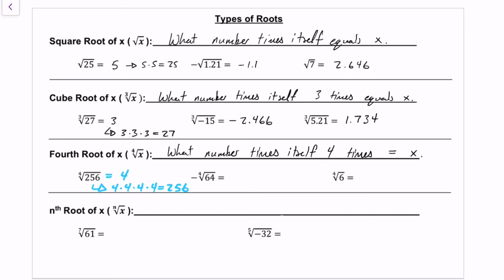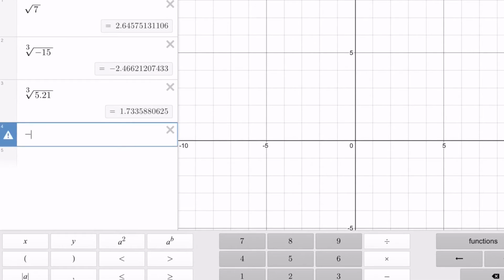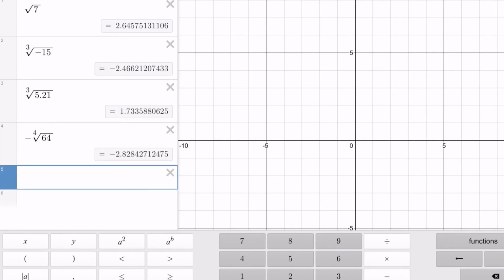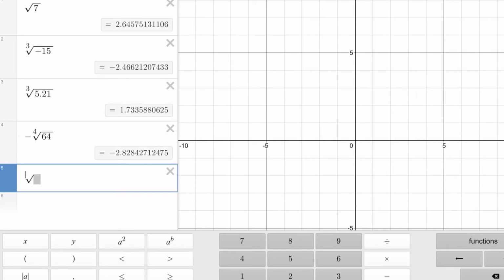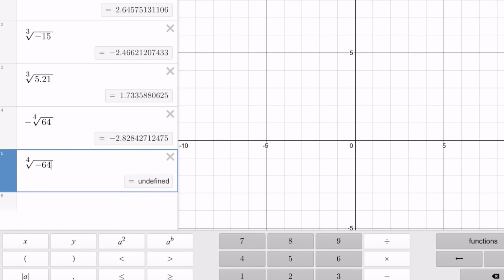Then negative fourth root of 64, well, I don't know what that is. So I got to go and put in fourth root, 64, and I get negative 2.828. It's really important to notice that that negative is outside the fourth root sign. If you put the negative underneath, see how it said undefined? What that means is it's not possible.